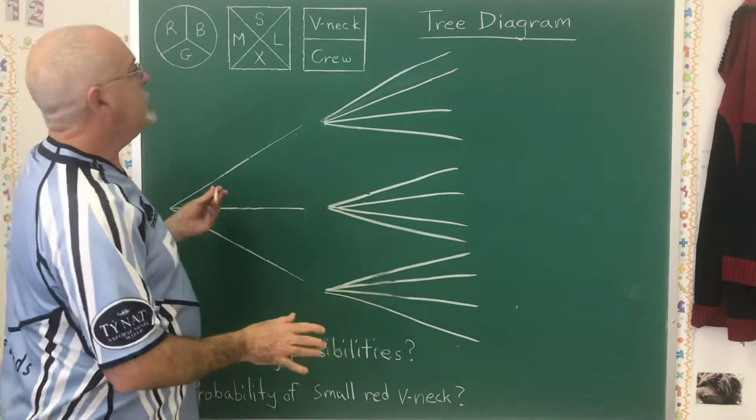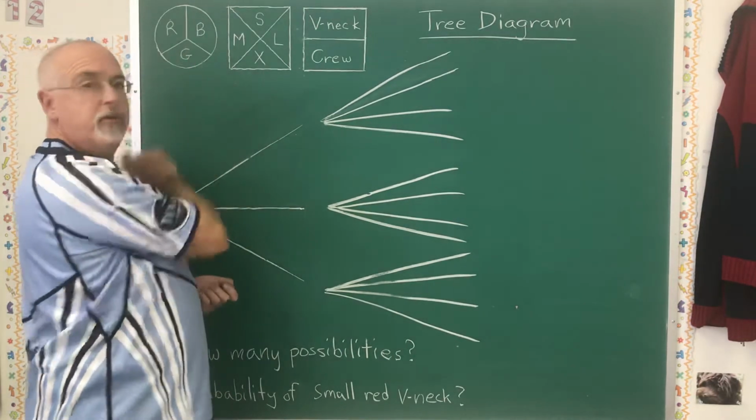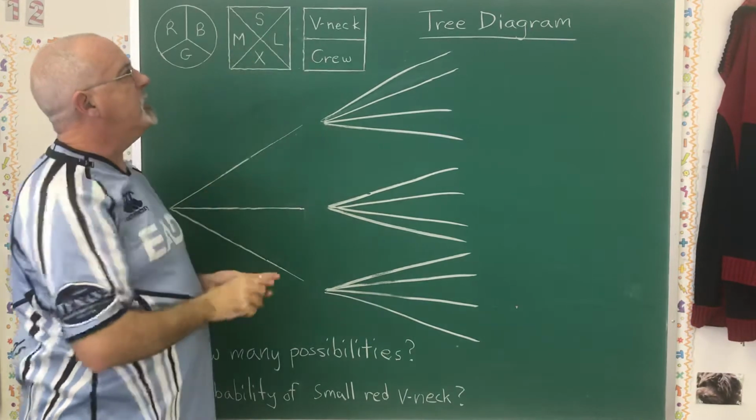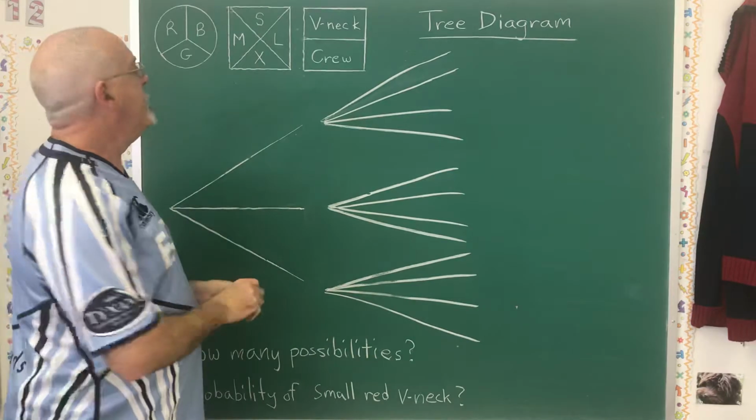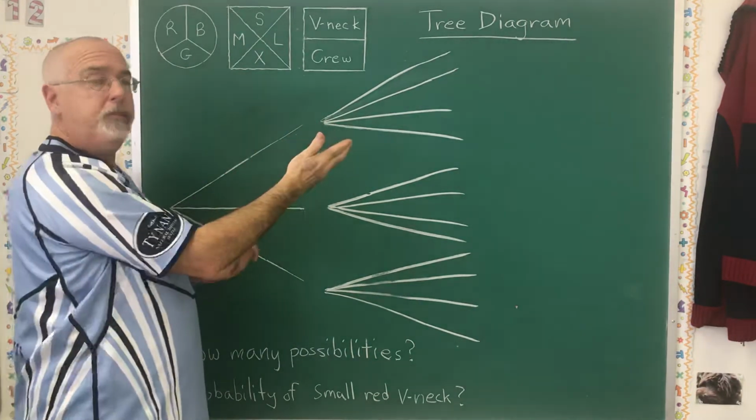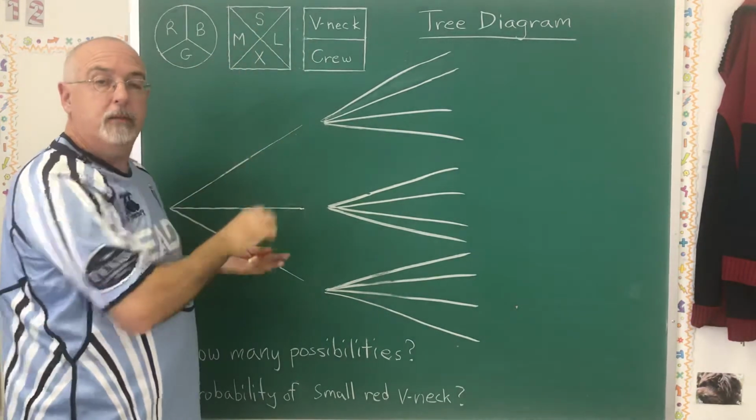Today's example is about buying a new shirt. There are 3 possible colors, red, blue, and green, that are shown here. 4 possible sizes, small, medium, large, extra large, and 2 possible types of neck, the V-neck and the crew neck. Now, this information doesn't have to be given in this form, and I could have used a circle to show the sizes if I wanted to.